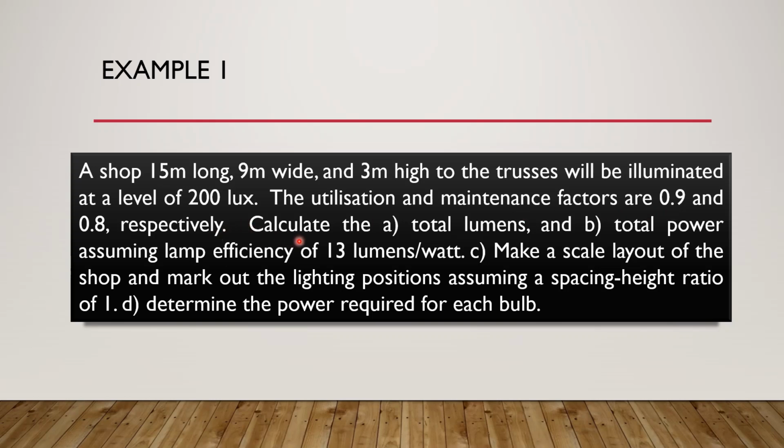The question is: calculate A, the total lumen required; B, the total power, assuming a lamp efficiency of 13 lumens per watt; C, make a scale layout of the shop and mark out the lighting positions, assuming a spacing to height ratio of 1; and the last one, determine the power required for each bulb. So this is not a very difficult one. We go back to our equation.